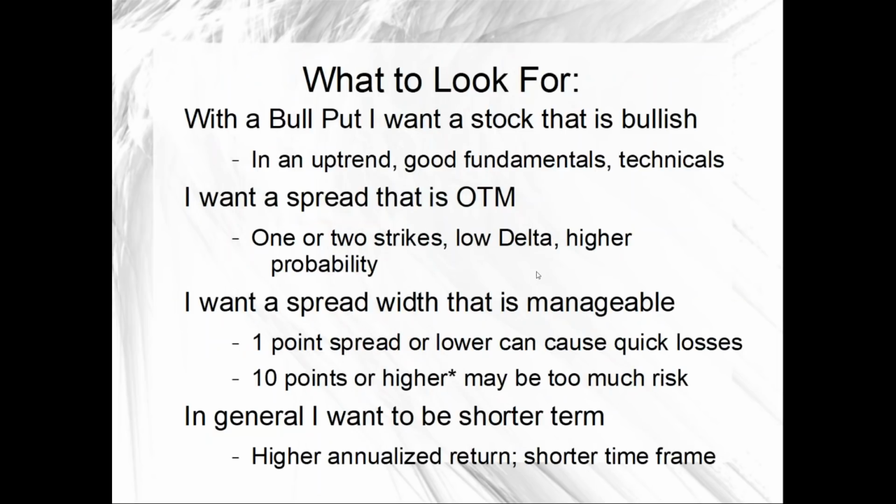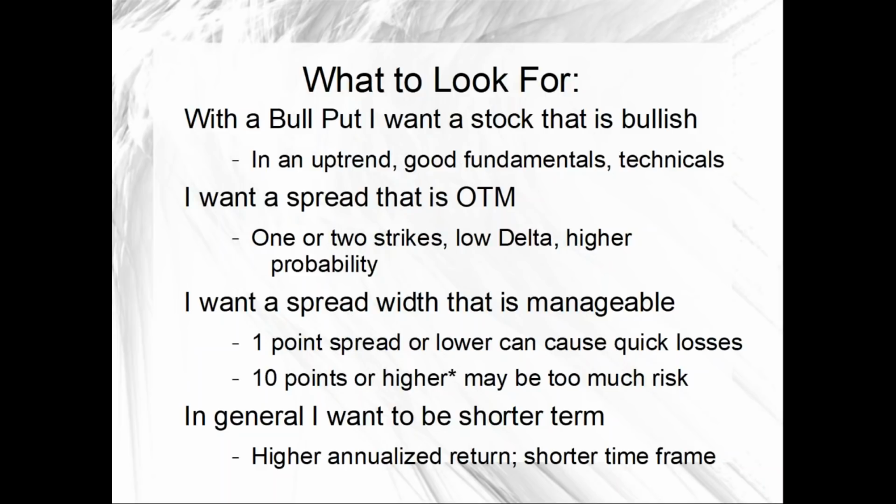So what do we want to look for? Well, with a bull put, I want to enter a bull put spread on a stock that I feel is bullish, that is strong, neutral, or moving up in price. I want to see a stock in an uptrend that also has good fundamentals and maybe some good technicals. I want a spread that is out of the money, where the short put is 1 or 2 strikes below the stock price if I'm going only 7 days out or 14 days out.